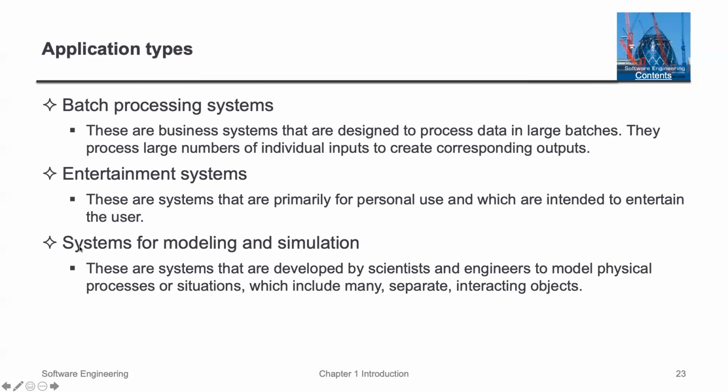And finally, systems for modeling and simulation. These are systems that are developed by scientists and engineers to model physical processes and situations, which include many separate interacting objects. Model-based systems engineering would be an example of that. And it's also a whole area in terms of the engineering cycle, doing modeling and developing to forecast how a system is going to perform, refine requirements. It actually can be a very important area and can be pretty fascinating.